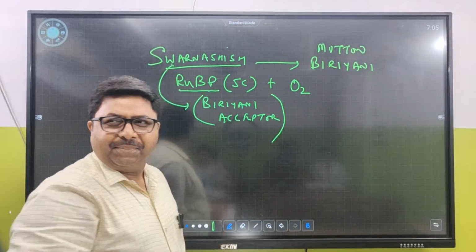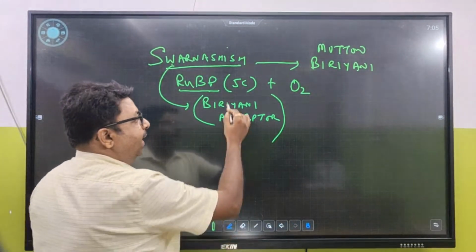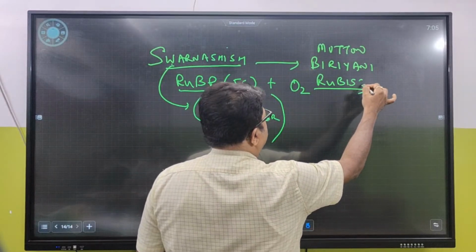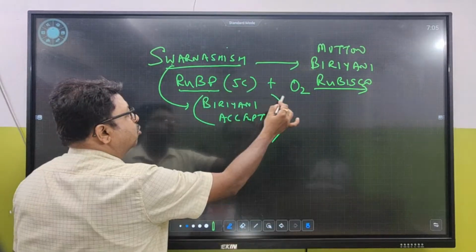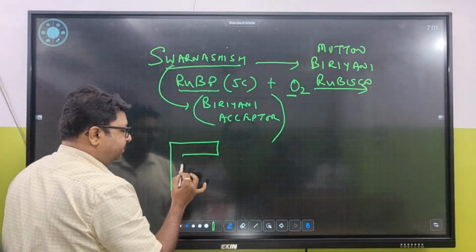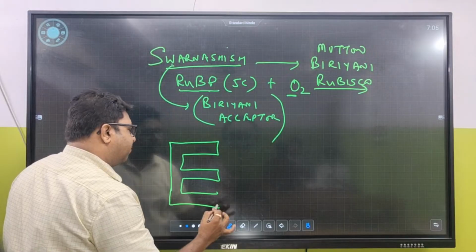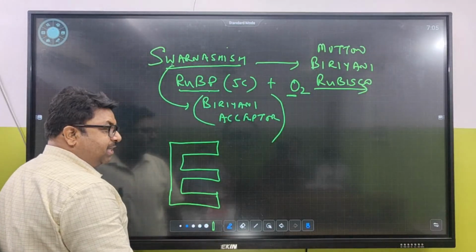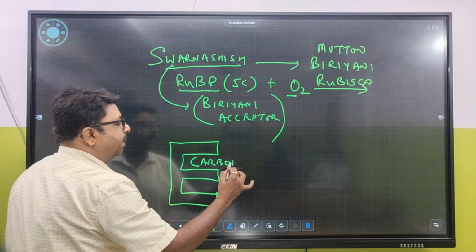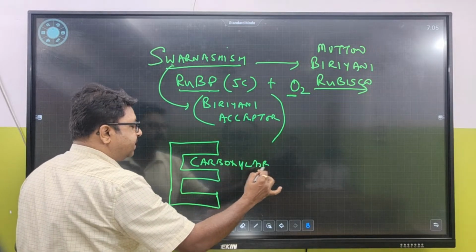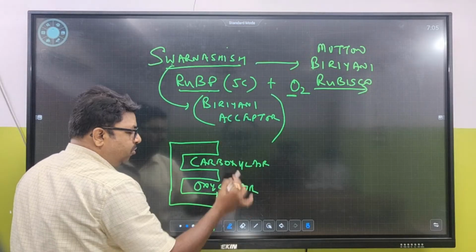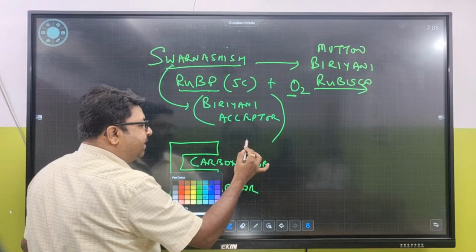In presence of oxygen, who works this enzyme? Rubisco. Very hungry. Rubisco is now going to act as what? More of oxygenase or more of carboxylase? This was carboxylase, and this is oxygenase. So tell me, what have you given in this enzyme site, more of what?